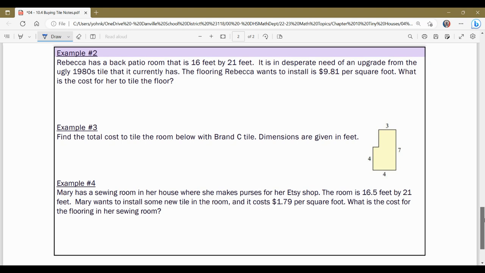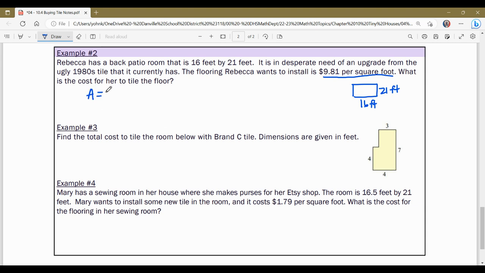Number 2, Rebecca has a back patio room that is 16 feet by 21 feet. It is in desperate need of an upgrade from the ugly 1980s tile that it currently has. The flooring Rebecca wants to install is $9.81 per square foot. What is the cost for her to tile the floor? Okay, so we have a room that's 16 feet by 21 feet. We want to buy tile that's $9.81 a square foot. Ooh, that's nice because that means I just need to find the area in square feet and then multiply.